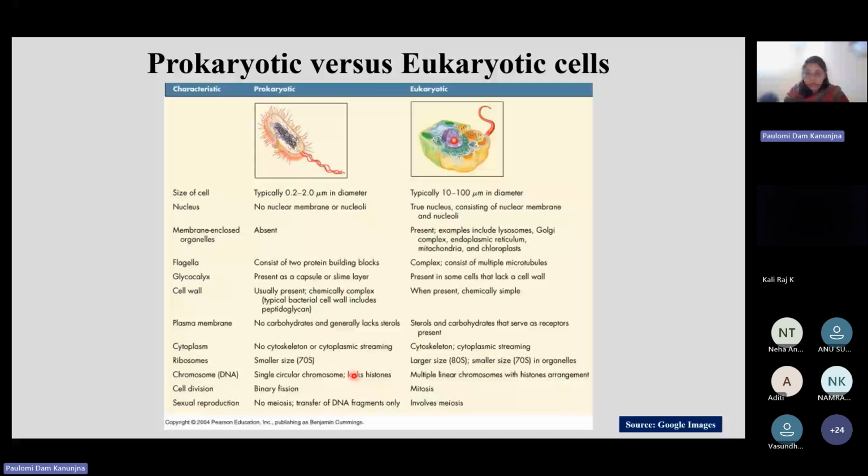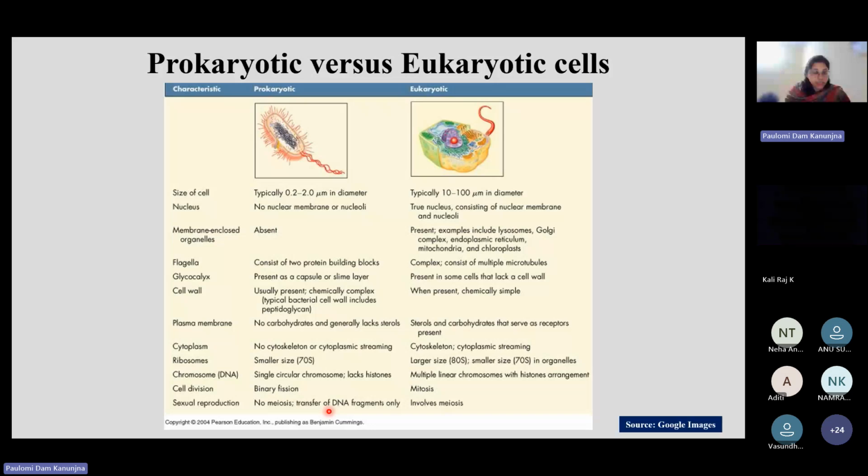Okay. Then, like I told you, there is no nuclear membrane. So the nuclear material is just like a globule in the center, and they don't have histone proteins. Also, they don't have very well-defined protein machinery. And these cells divide by binary fission. Okay, and there is no meiosis.